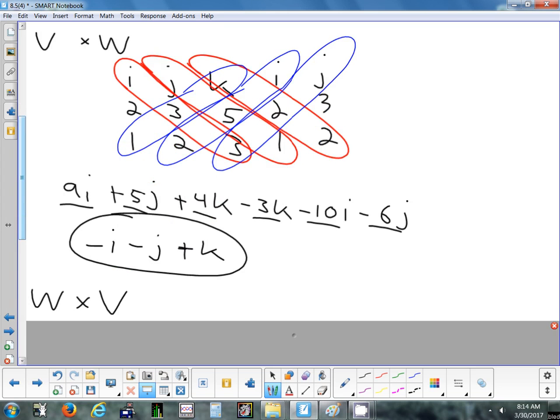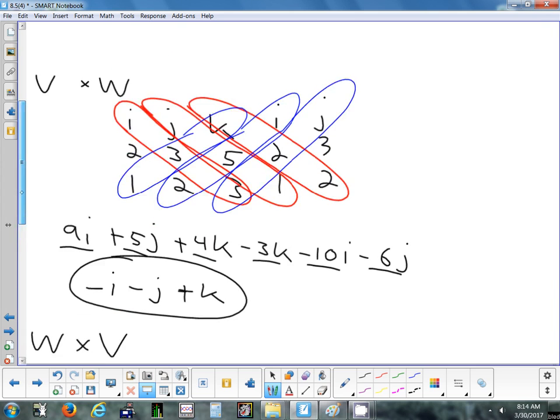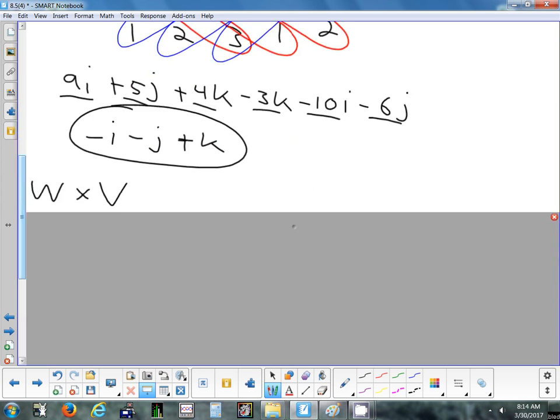Right, so how about W cross V? You think it's going to be different? So most of the time when you do multiplication, you can switch the order and you get the same answer. Right? That works with dot product, and that works with regular numbers. 5 times 6, 6 times 5, same thing. So we did V cross W, let's do W cross V.